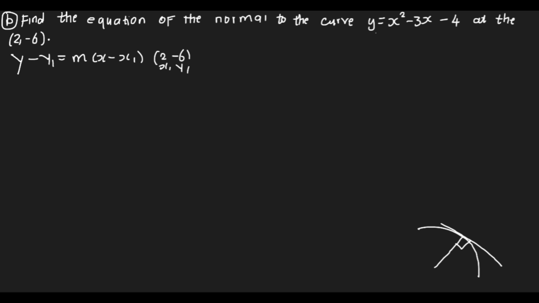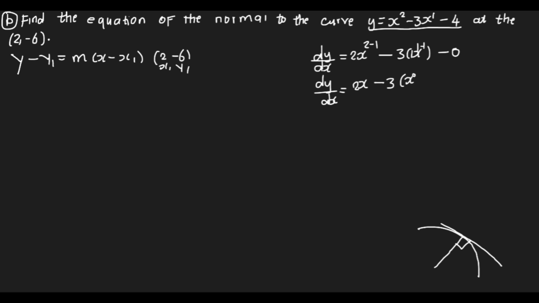So we need to find the first derivative of this equation. So it's dy over dx. We're going to use the power rule. We move the 2 to the front, giving us 2x to the power 2 minus 1. Then we move the 1 to the front, so this is 1x to the power 1 minus 1. The derivative of a constant is 0. So dy over dx is equal to 2x minus 3, with x raised to the power 0, which is 1, according to the indices. So we have 2x minus 3 times 1, which is just 3.